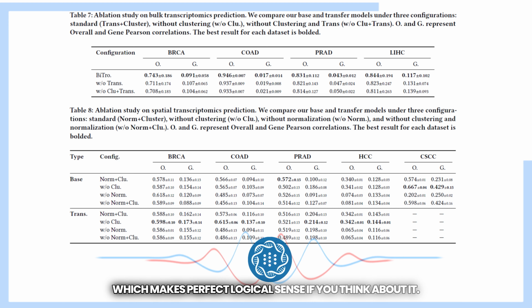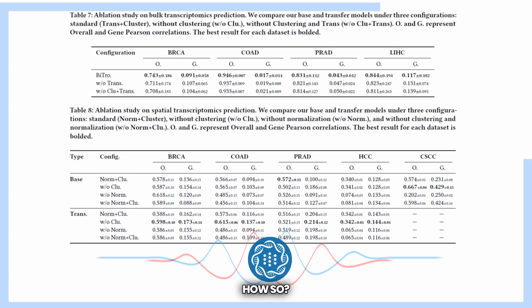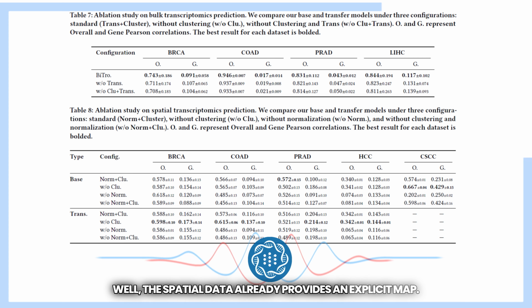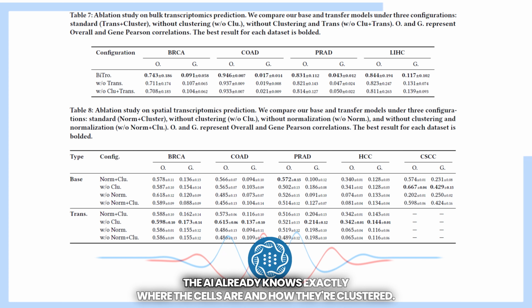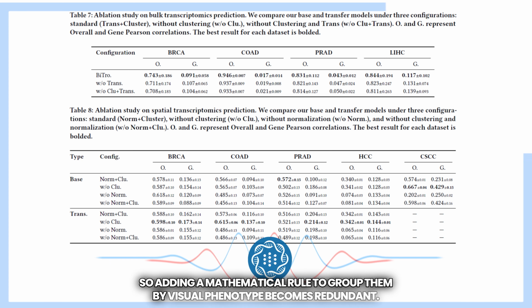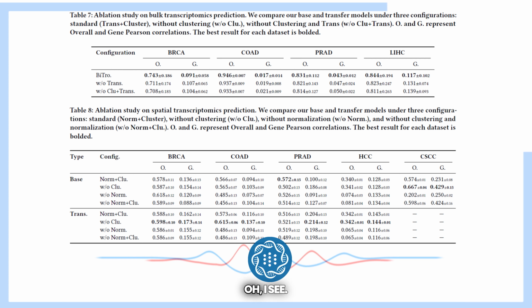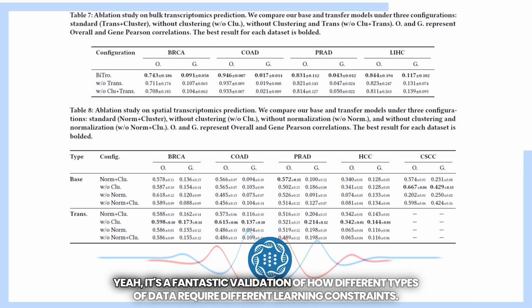Which makes perfect logical sense if you think about it. Really? How so? Well, the spatial data already provides an explicit map. The AI already knows exactly where the cells are and how they're clustered, so adding a mathematical rule to group them by visual phenotype becomes redundant. Oh, I see. Yeah, it's a fantastic validation of how different types of data require different learning constraints.